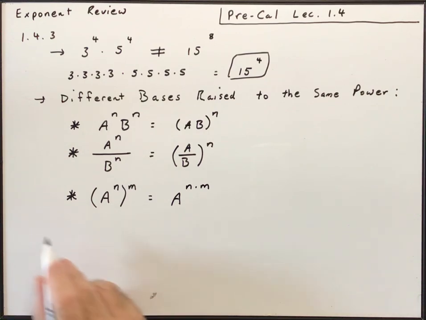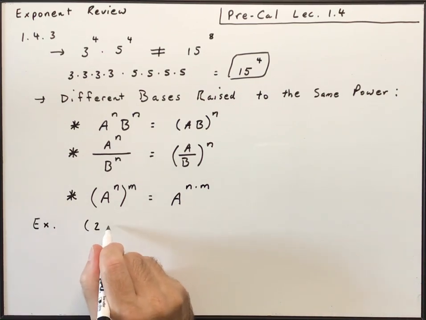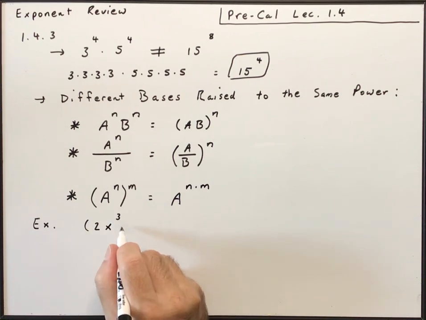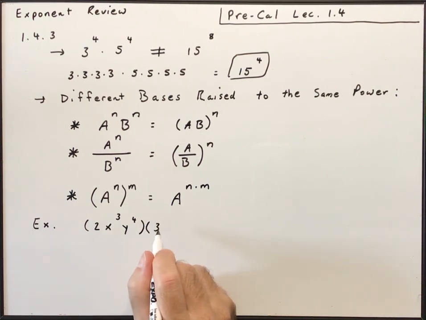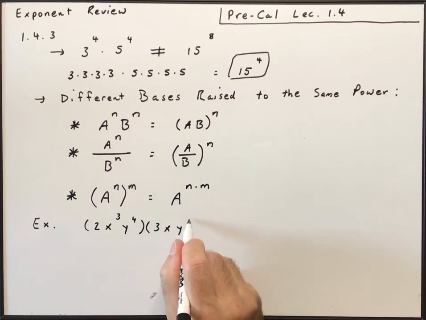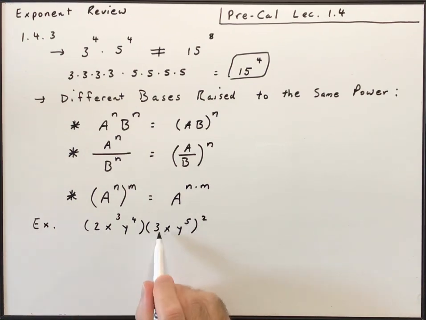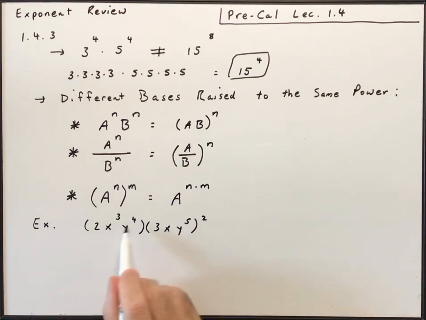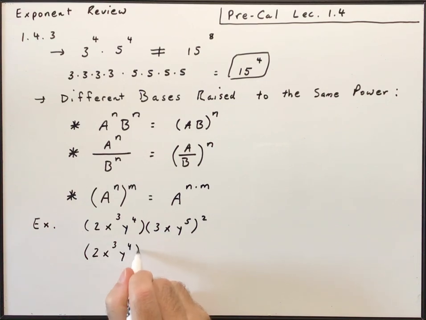Okay, let's do a bunch of exercises as examples. So we would evaluate 2x cubed y to the 4th times 3x y to the 5th, all squared. So I'm gonna evaluate this parenthesis first because all of this is just raised to the first power. So I'm just going to rewrite that. 2x cubed y to the 4th.